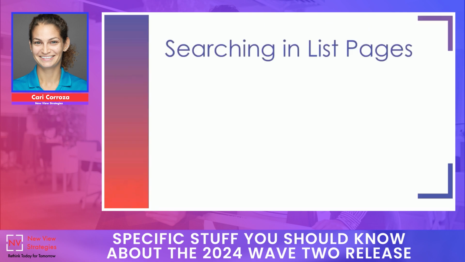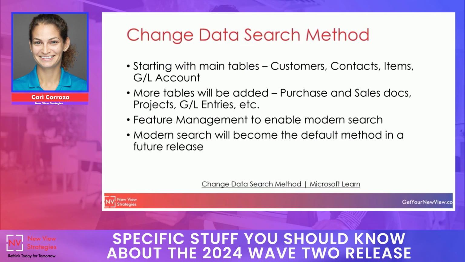Searching in list pages is one of the new features that is a change to the way that the search is normally done in lists. With this new release, we have the ability to change the data search method. And for the new search, the modern search, as they call it, it's starting with the main tables. So things like customers, contacts, items, and GL accounts. And you'll see in my example that I use one of these tables. So you'll see how you can find out if this new modern search is available on each list and how to use it. Moving forward, more tables will be added, such as purchase and sales documents, projects, GL entries, etc.